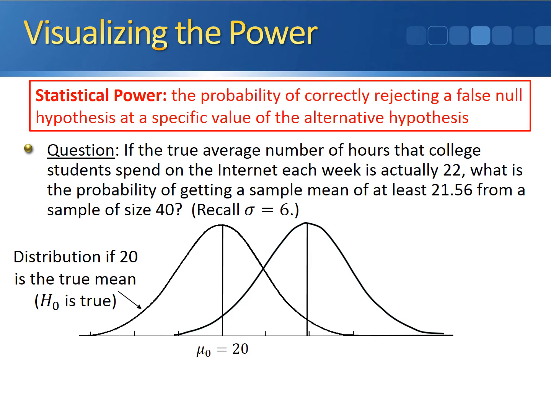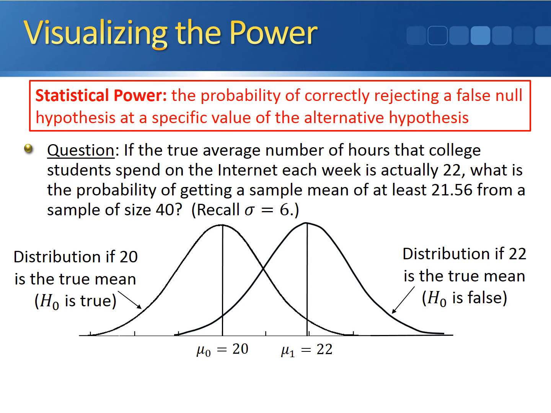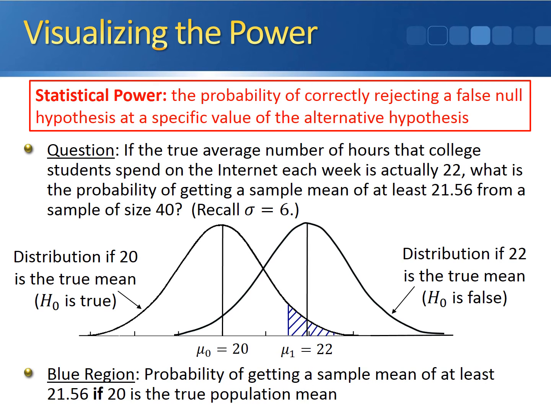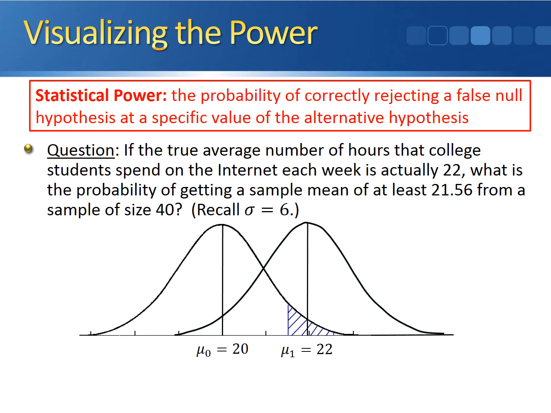Now, the distribution on the left is the distribution if 20 is the true mean, the distribution if the null hypothesis is true. The distribution on the right is the distribution if 22 is the true mean, that is, if the null hypothesis is actually false. This blue shaded region is the probability of getting a sample mean of at least 21.56 if 20 is the true population mean. This is the definition of a p-value.